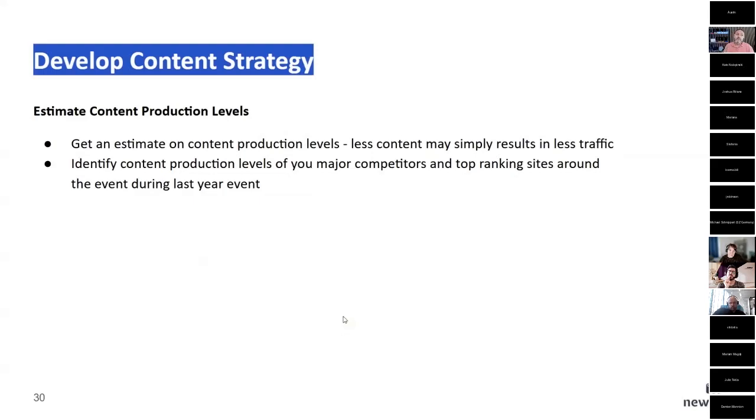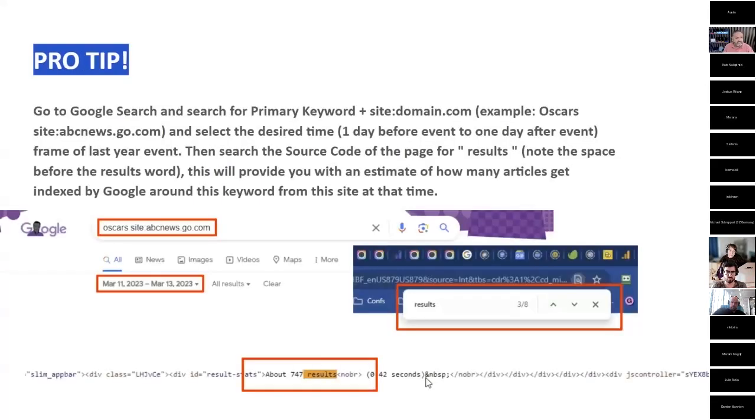You need to also estimate the content production levels. Remember, content production will play a big role in understanding how well or badly you did for this event. So here is a trick. You search for, let's say, World Cup, and you say site:abcnews.go.com. Google doesn't display the number of results. This is an estimate. But if you go to the source code and search for the word results, Google will tell you how many results they have, and maybe you can update the dates as well.